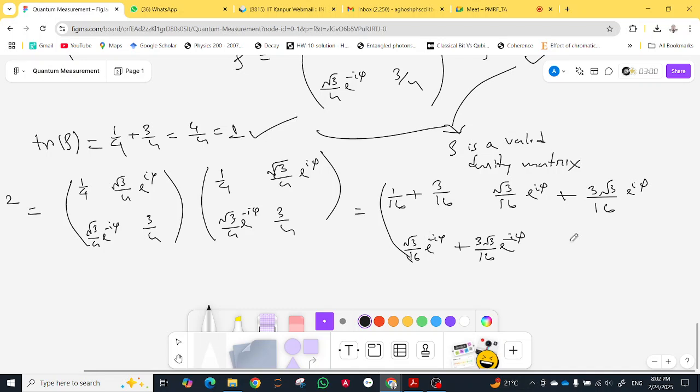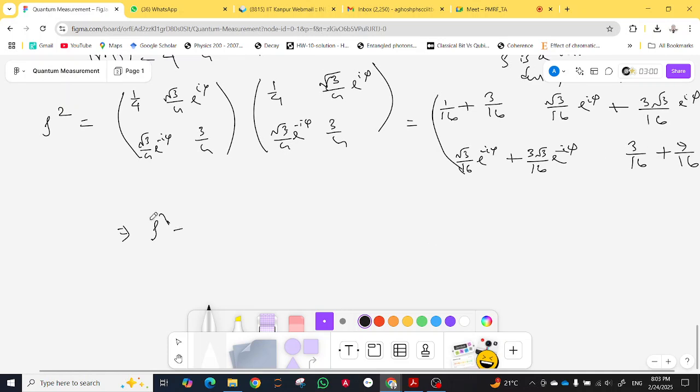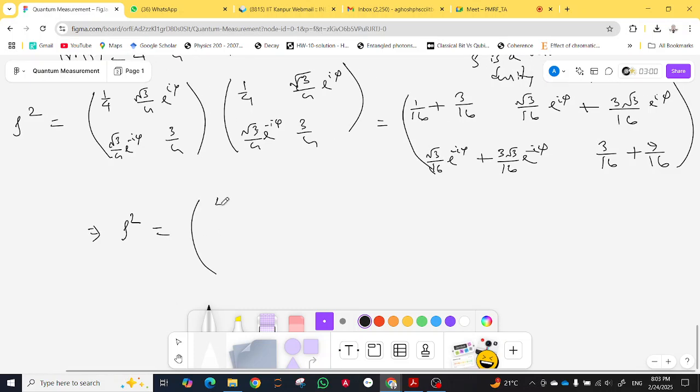And here you will get what? 3 by 16 plus 9 by 16, right? So your rho square is given by what? Rho square will be, so first term is 4 by 16, here it is 4 root 3 by 16 e to the power i phi, this is 4 root 3 by 16 e to the power minus i phi, and it is 12 by 16.